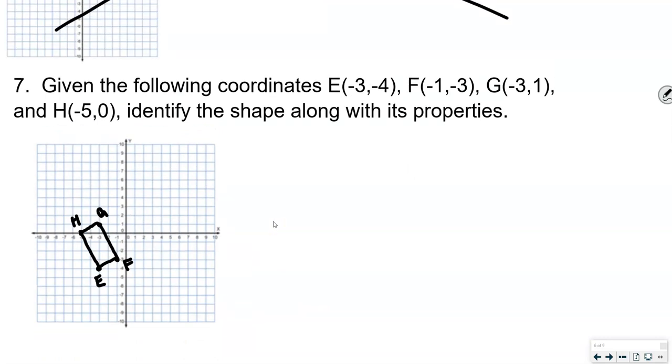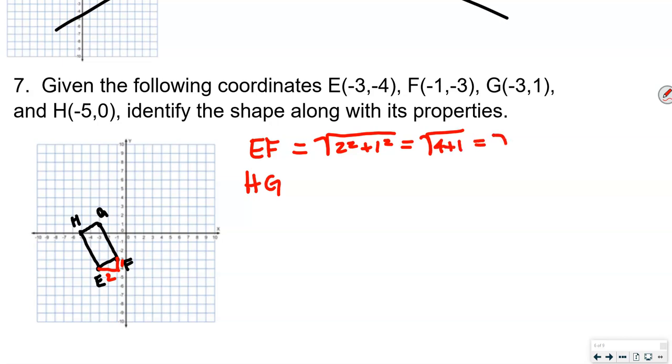So what we're going to do right now is find the length of EF and HG. To do that, I'm going to draw my right triangle. So I got one tall and two wide here. Remember, we're going to use Pythagorean's theorem because we just drew a right triangle. So we're going to take the square root of 2 squared plus 1 squared. That is the square root of 4 plus 1, which is the square root of 5. Now, you don't need to go any further than this because all you want to do is compare it with HG.